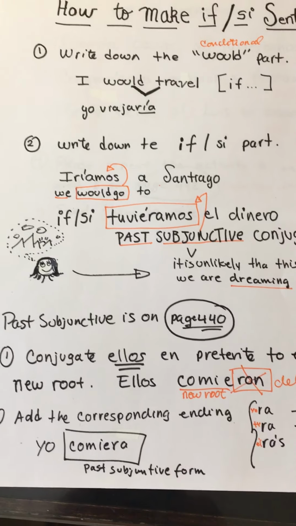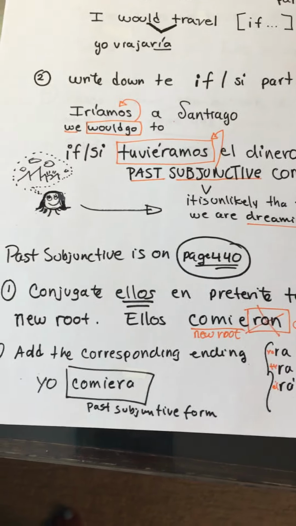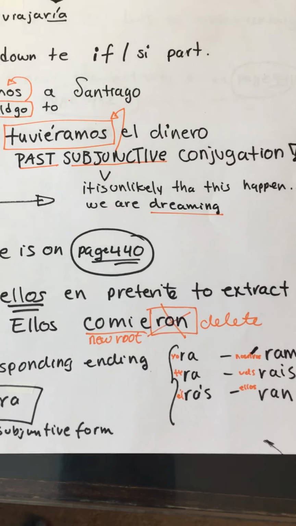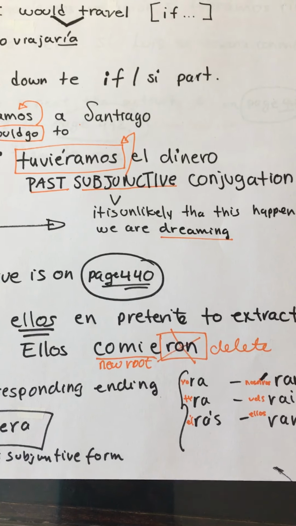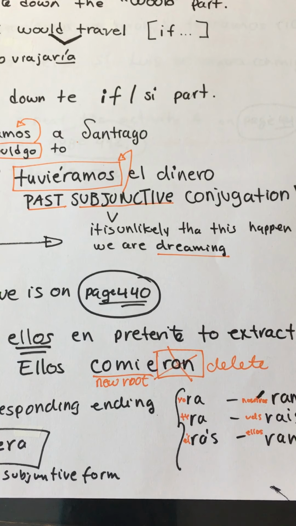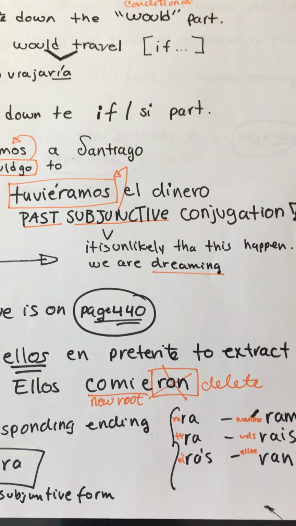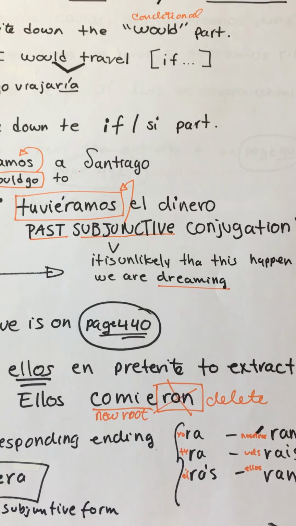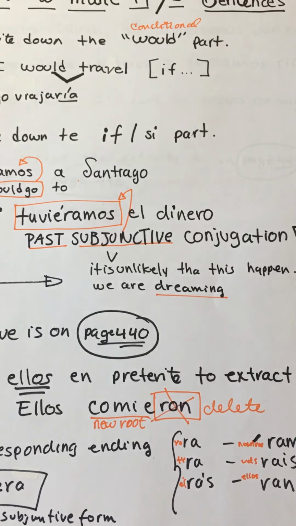So that part, you conjugate the ellos in preterite and then extract a new root. Ellos comieron. This is just a reminder. I think you remember this. Ellos comieron. So you delete the R-O-N ending. And then comie is the new root.